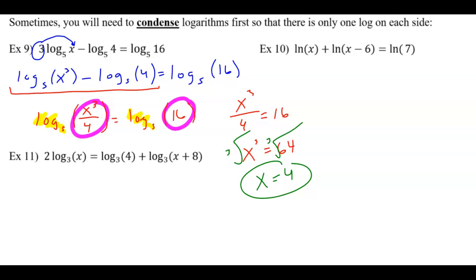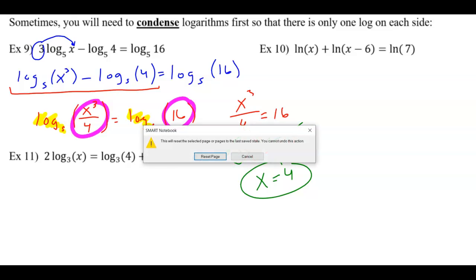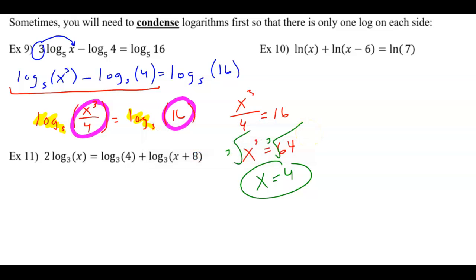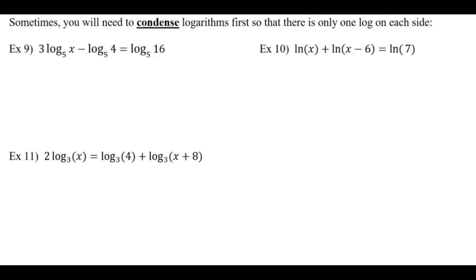All right, take a moment and I'll do number 10 with you, and then I'm going to have you do 11 on your own. How about that? So let's look at number 10. Example 10, it says natural log of x plus natural log of x minus 6 equals natural log of 7.